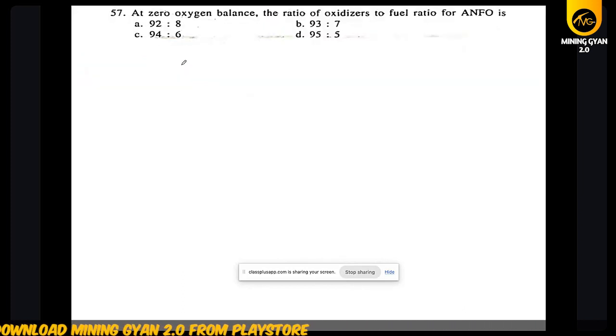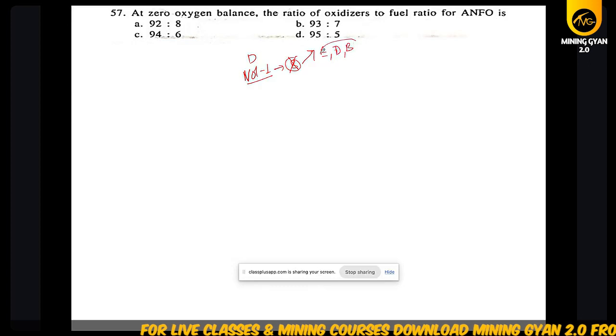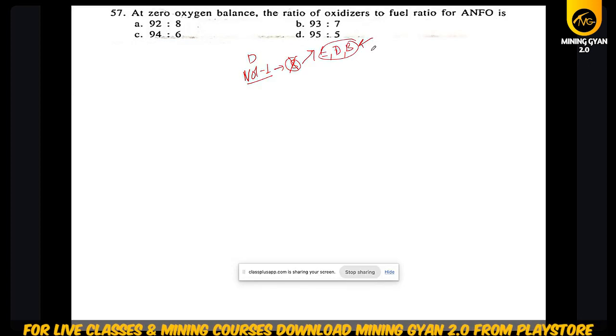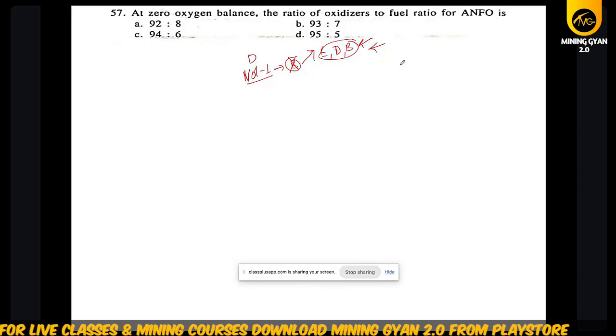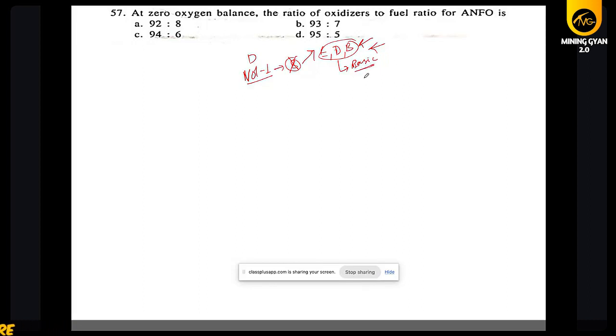Reaction time, seismic, zero oxygen balance. I told you multiple times that you should read volume 1 of D.J. Deshmukh, chapter 8, or I forgot which one, but explosive, drilling, blasting. Do not wait, you should try to read. Whenever the management gives you any answer about your queries, that will be your revision class, or you can first try to read basic information, so it will help you to get through this exam.